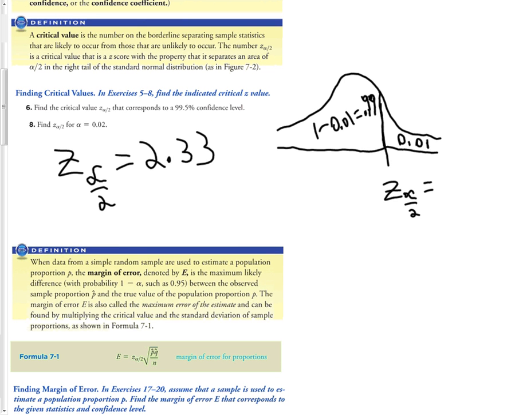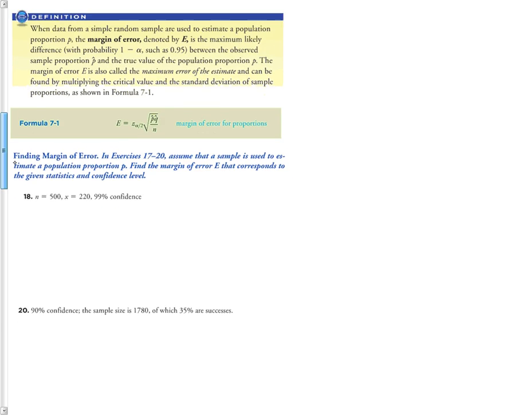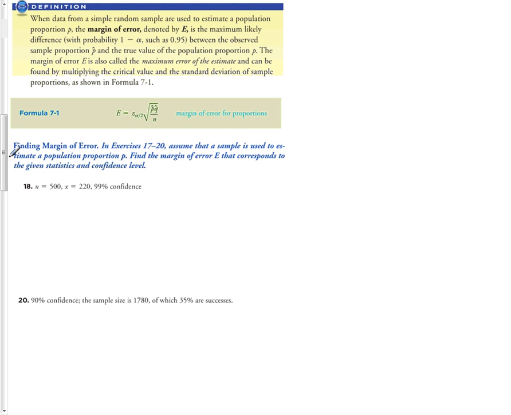Okay, so now we'll find a margin of error. We just found critical values. So now let's go down to the definition of margin of error and see how to find it. When data from a simple random sample are used to estimate a population proportion p, the margin of error, denoted E, is the maximum likely difference between the observed sample proportion p hat and the true value of the population proportion p. The margin of error E is also called the maximum error of estimate and can be found by multiplying the critical value and the standard deviation of the sample proportion as shown in formula 7.1.